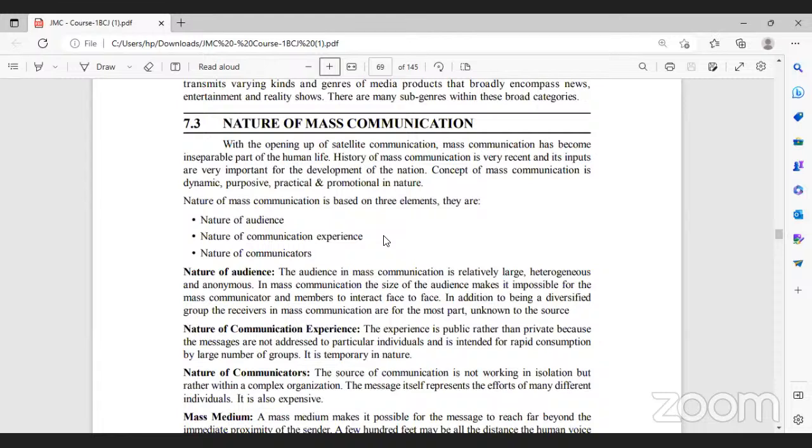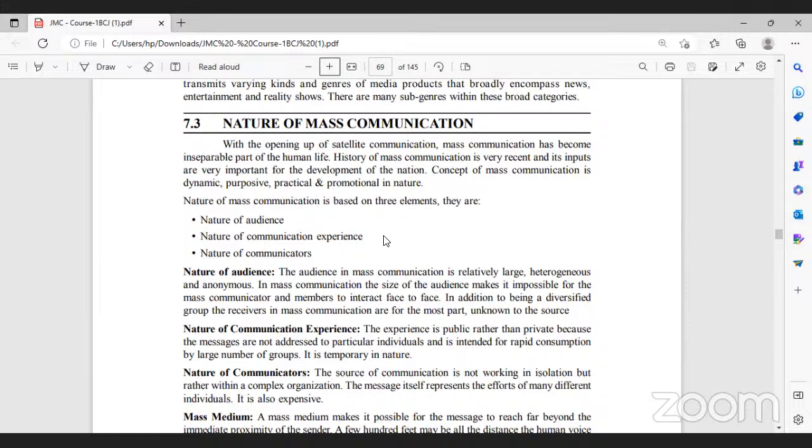So mass communication is based on 3 elements. They are nature of audience, nature of communication experience, nature of communicators. So what is nature of audience? The audience in mass communication is relatively large, heterogeneous, and anonymous. So in mass communication, the audience makes it impossible for the mass communicator and members to interact face to face. So in addition to being a diversified group, the receivers in mass communication are for the most part unknown to the source.